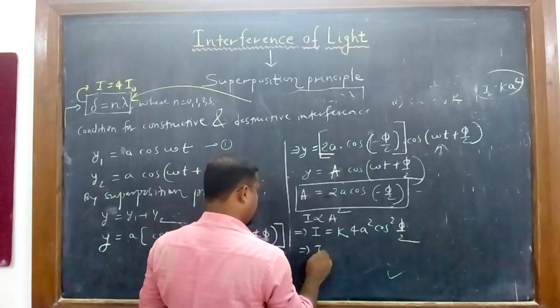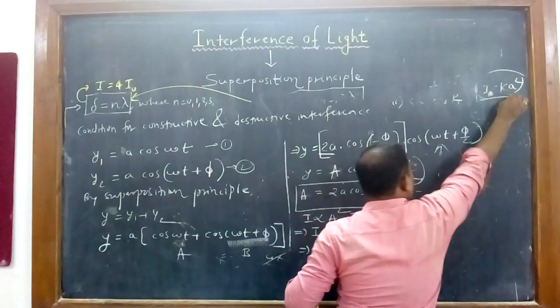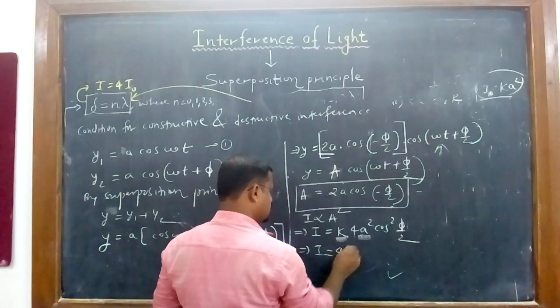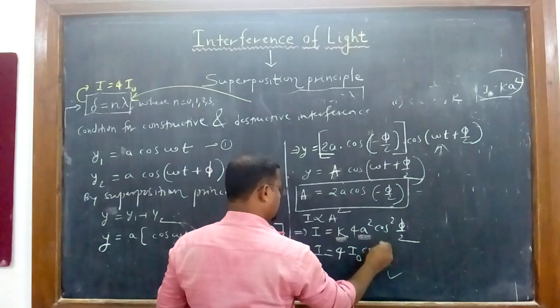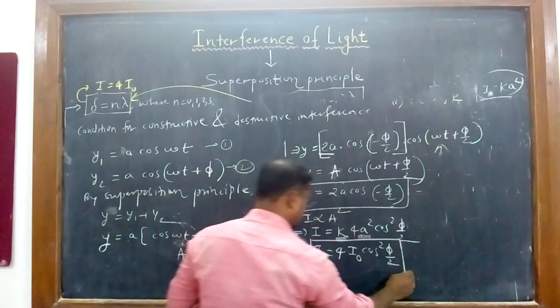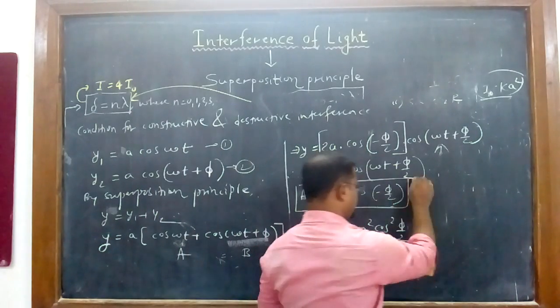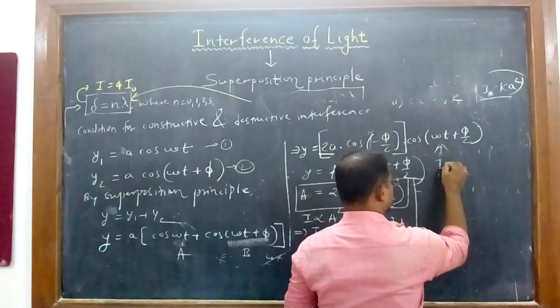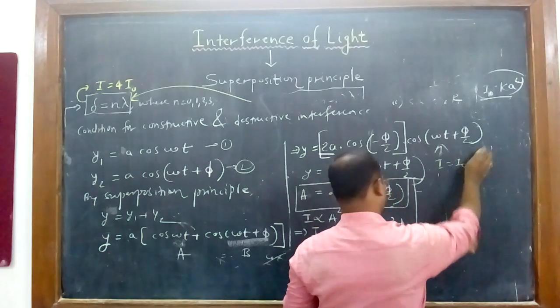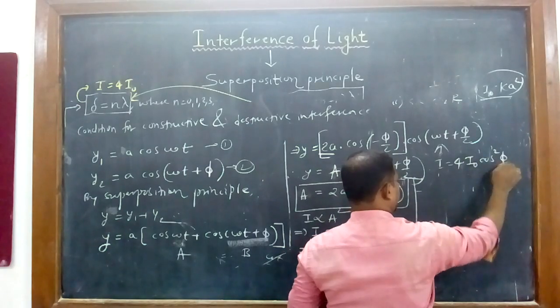So this implies I is equal to, we know k into a square means what? It is equal to I naught, now 4 as it is into I naught into what? Cos square phi by 2. This is your main expression here: I is equal to 4 times I naught into cos square phi by 2. I'll write once again: I is equal to 4 times I naught into cos square phi by 2.